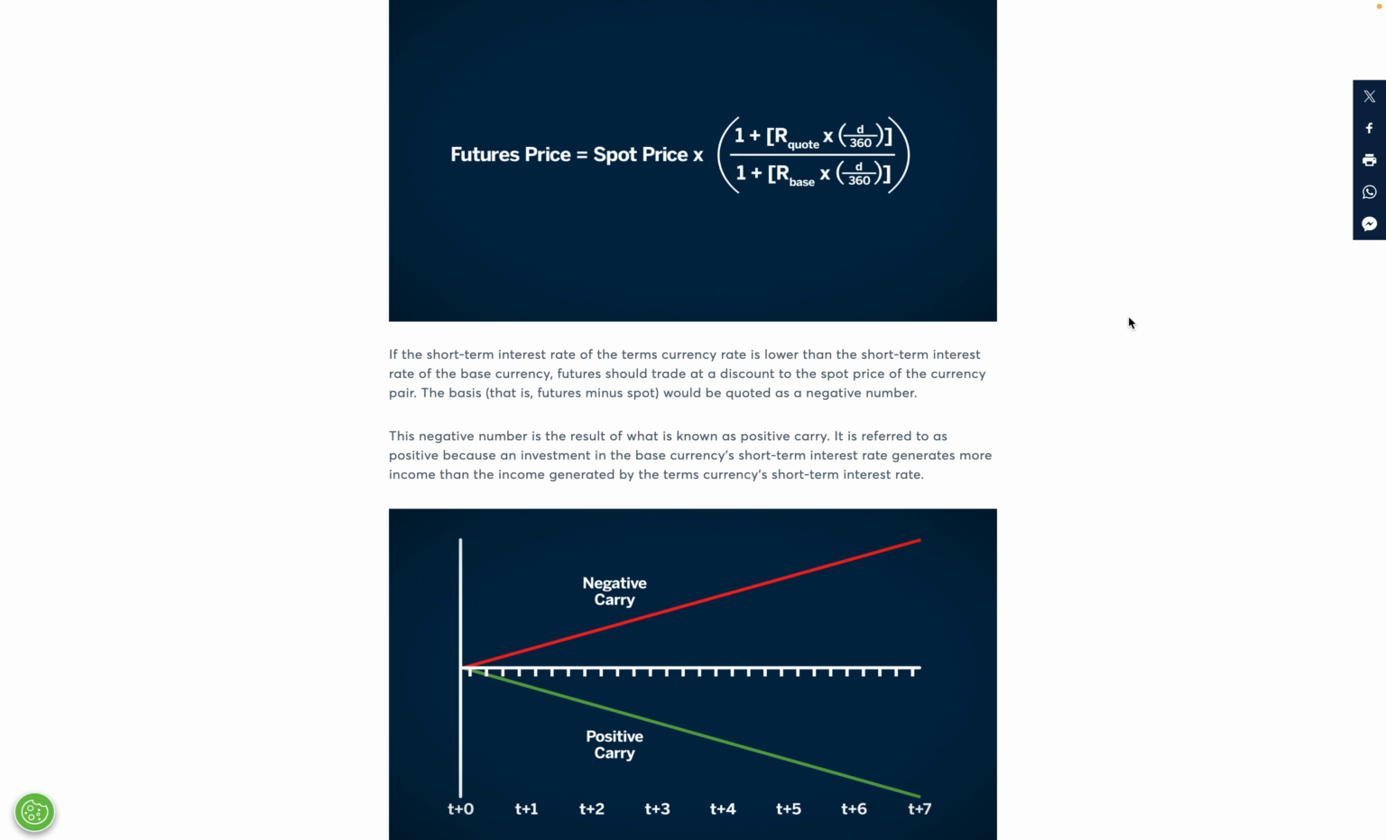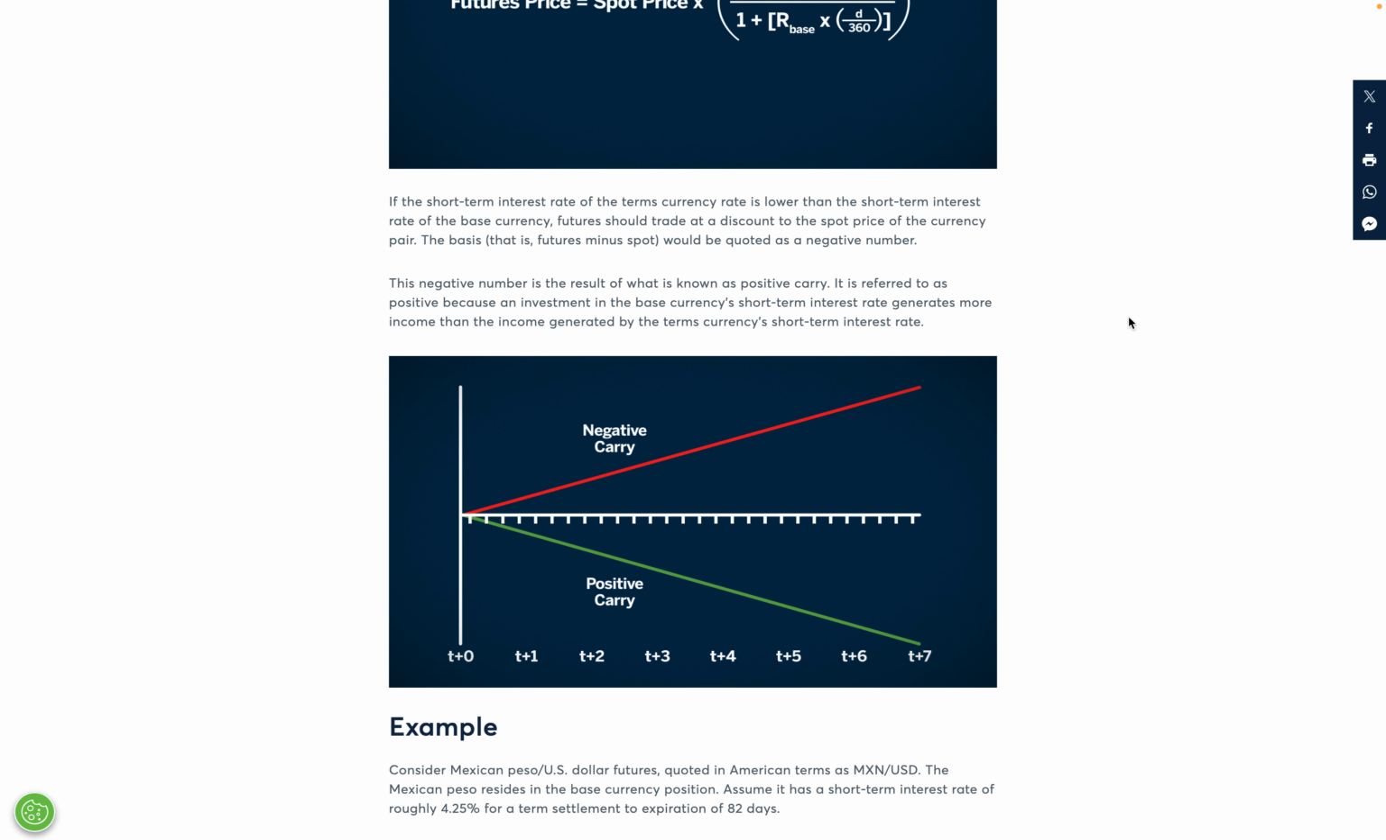If the short-term interest rate of the terms currency is lower than the short-term interest rate of the base currency, futures should trade at a discount to the spot price of the currency pair. The basis, that is, futures minus spot, would be quoted as a negative number. This negative number is the result of what is known as positive carry. It is referred to as positive because an investment in the base currency short-term interest rate generates more income than the income generated by the terms currency short-term interest rate.